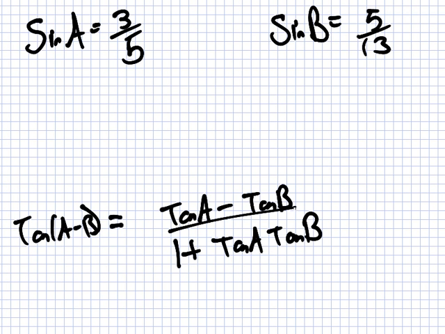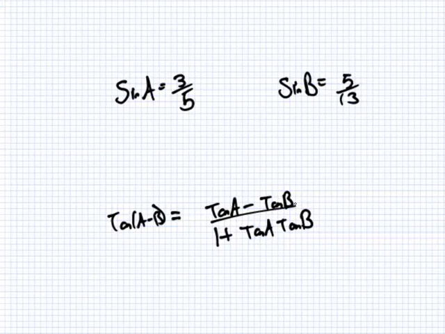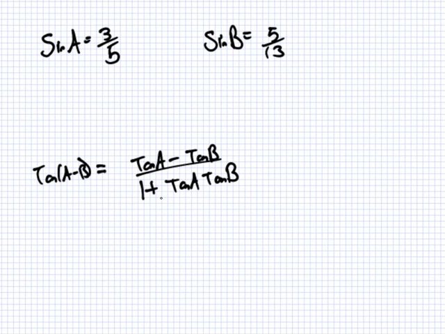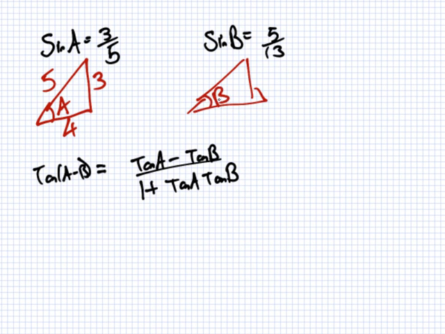Now, the problem is this. We don't know tan A and we don't know tan B. But we do know sine A. Relax, don't panic. Stay calm. We can work it out. So, anybody got any ideas on how we can get tan A and tan B? Yes, very good. Triangle. So this is A, and this side is 3, and this side is 5, so this one must be 4. And here is B, and this side is 5, this side is 13, so this side is 12.